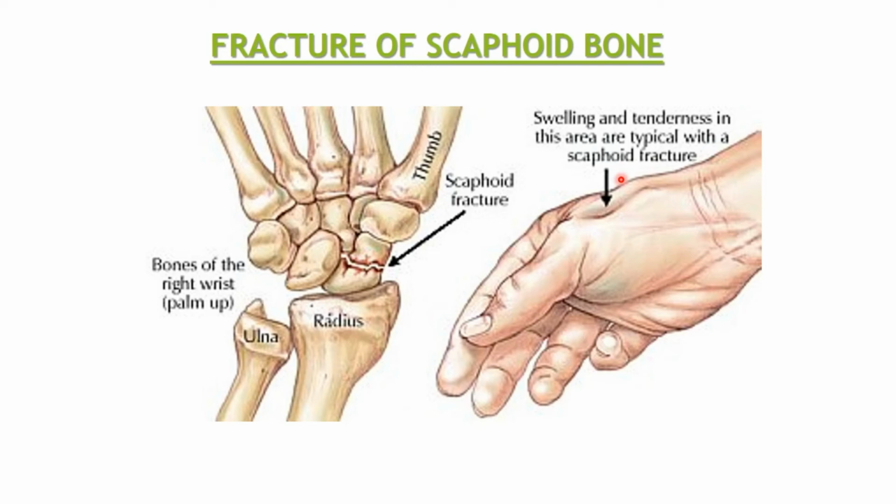And going to the clinical significance of the bones of the hands, among them we are having carpal bones, and in carpal bones the fracture of a scaphoid is common. So among the carpal bones, scaphoid is the most commonly fractured bone, and it can result when the person is falling on an abducted hand. So that can lead to the fracture of scaphoid.